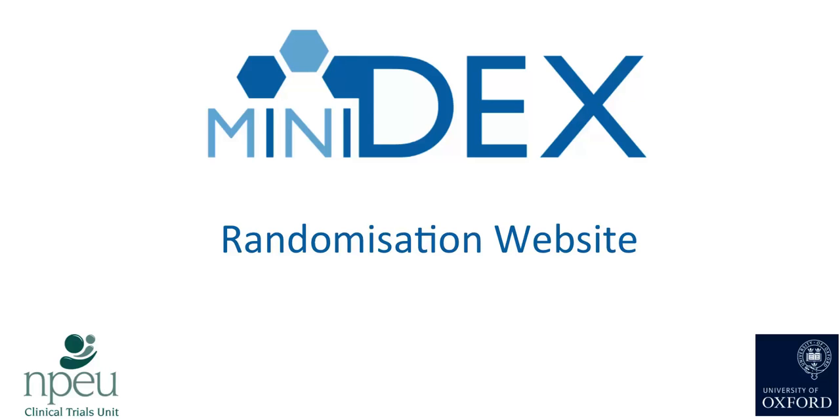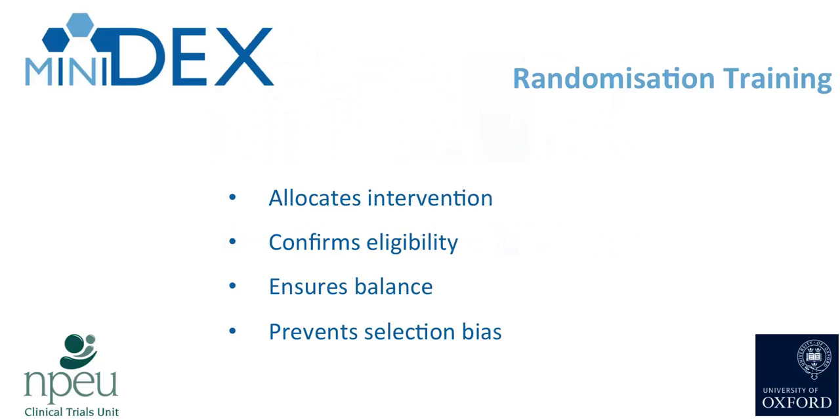Welcome to this video demonstrating how to use the randomization website for the Minidex trial. Randomization is the method by which eligible participants are recruited into a trial to remove any selection biases. In the case of Minidex, it determines whether the baby receives the active intervention or the placebo.